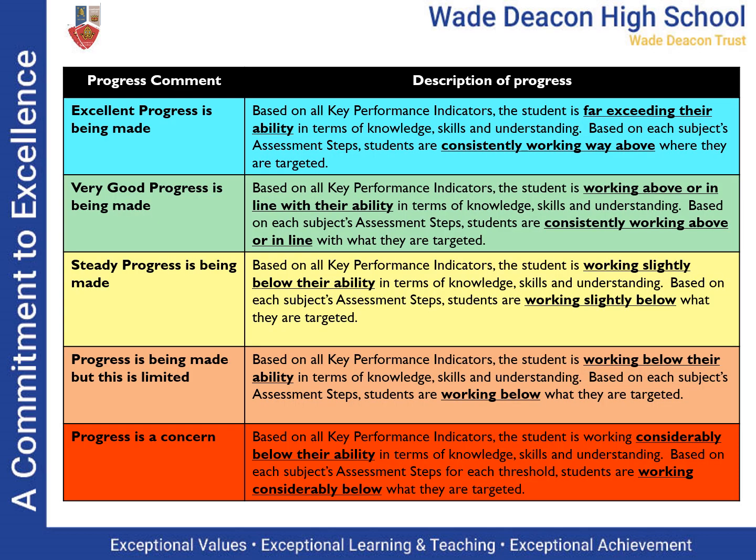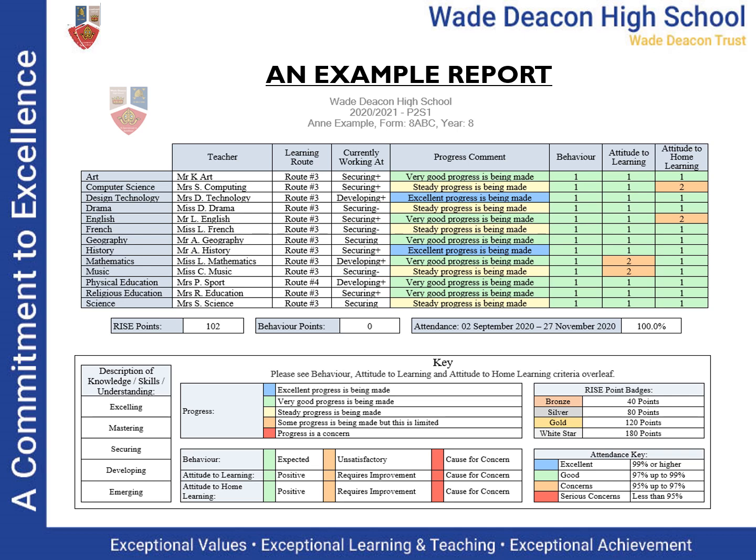In summary, excellent progress means your child is far exceeding their ability. Very good progress means your child is working above or in line with their ability. Steady progress means your child is working slightly below their ability. Limited progress means your child is working below their ability, whilst progress is a concern means your child is working considerably below their ability.